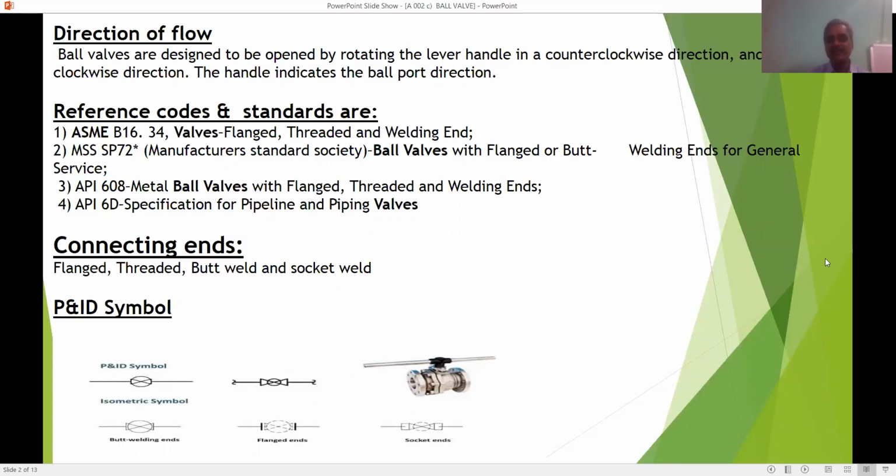Ball valves are designed to be opened by rotating the lever handle in a counterclockwise direction and closing in a clockwise direction. The handle indicates the ball port direction.